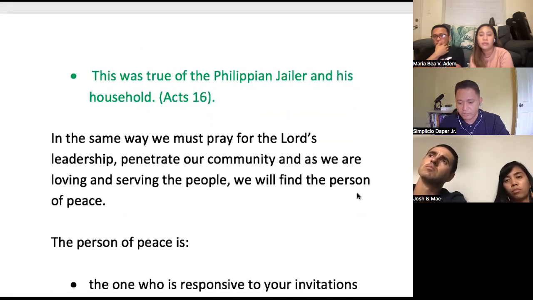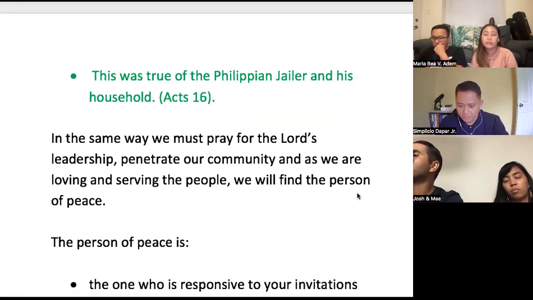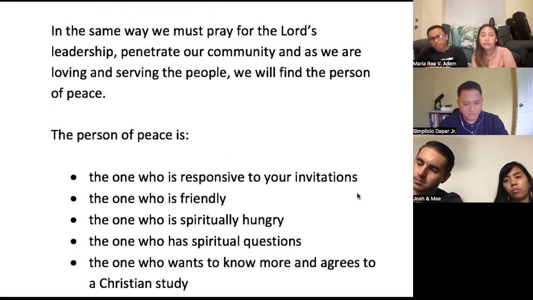There are people around us that are ready to receive the word, but we don't have time to meet them because we're so busy with church things, or with our church mates. We don't have time to reach out to them. In the same way, we must pray for the Lord's leadership, penetrate our community, and as we are loving and serving people, we will find the person of peace.